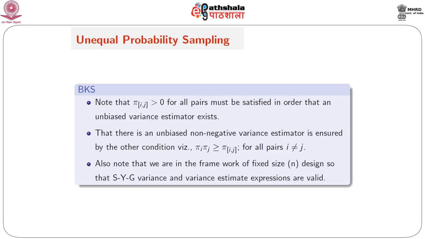As I said, pi ij is strictly positive for all pairs of units must be satisfied in order that an unbiased variance estimator exists. But together with that, an unbiased non-negative variance estimator is ensured by the other condition, namely pi i pi j greater than or equal to pi ij for all pairs of units in the population. Also note that we are in the framework of a fixed size design, so that the same Yates-Grundy variance and variance estimate expressions are valid, and with that background we are talking about these sufficient conditions.